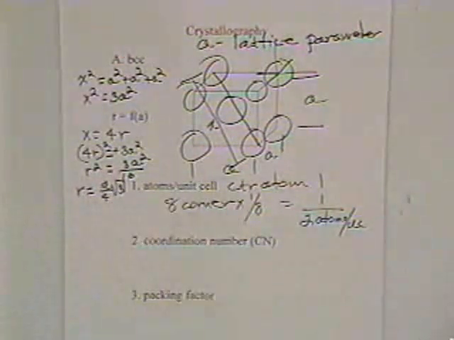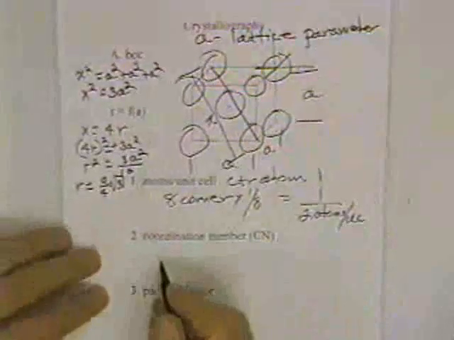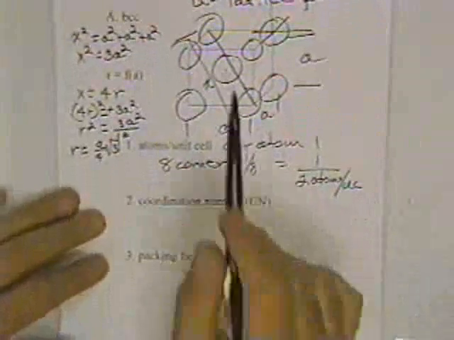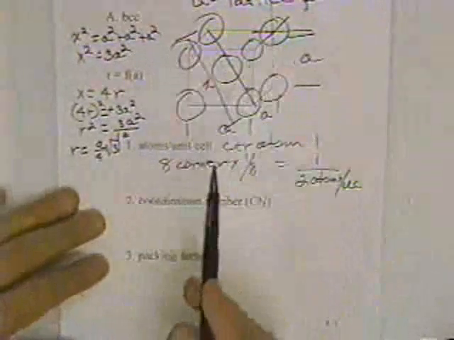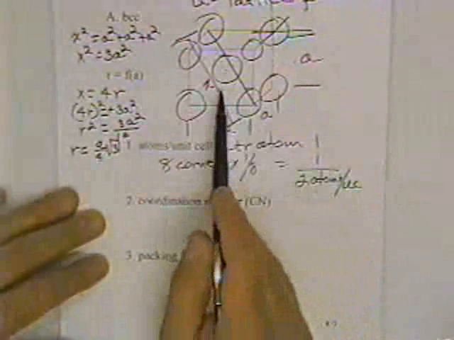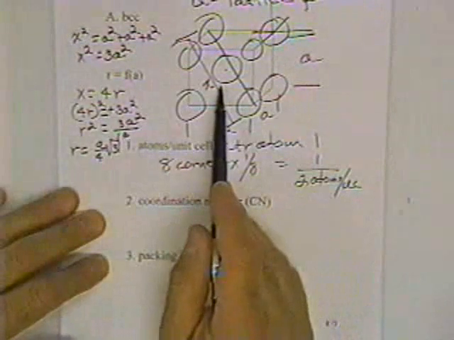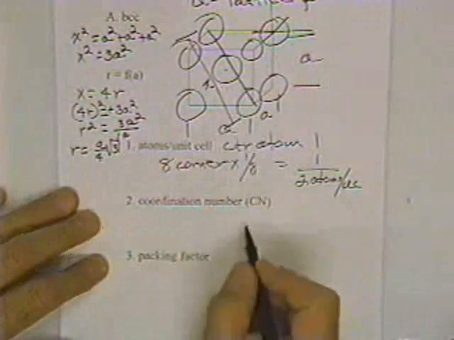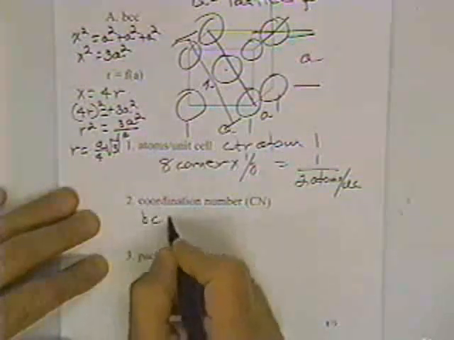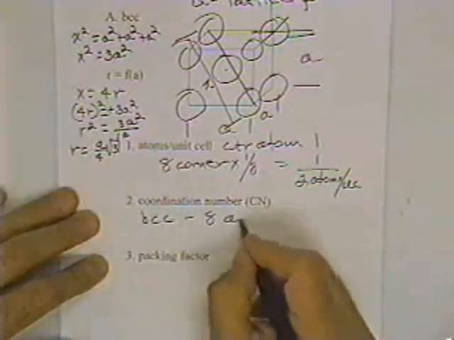So if we can measure the lattice parameter, we can get a handle on what the radius of the atoms are. Now, what's the coordination number? Well, if we look at the body-centered atom here, how many atoms are in contact with it? 1, 2, 3, 4 on top, 1, 2, 3, and if you'll accept the imaginary one back there, 4 down here. So the coordination number for body-centered cubic is 8.